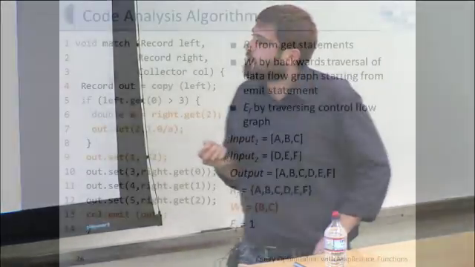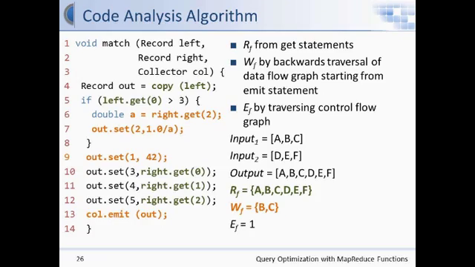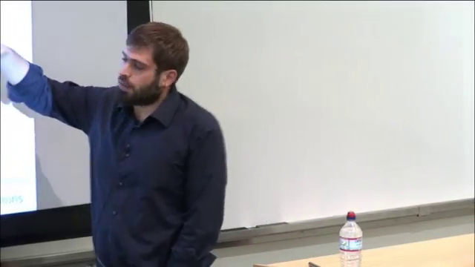So when you have code with these properties, what you can actually do is, to approximate the read set, go and scan all the get statements. From the statements that get an attribute from an input record, you can find out which attributes you're reading.